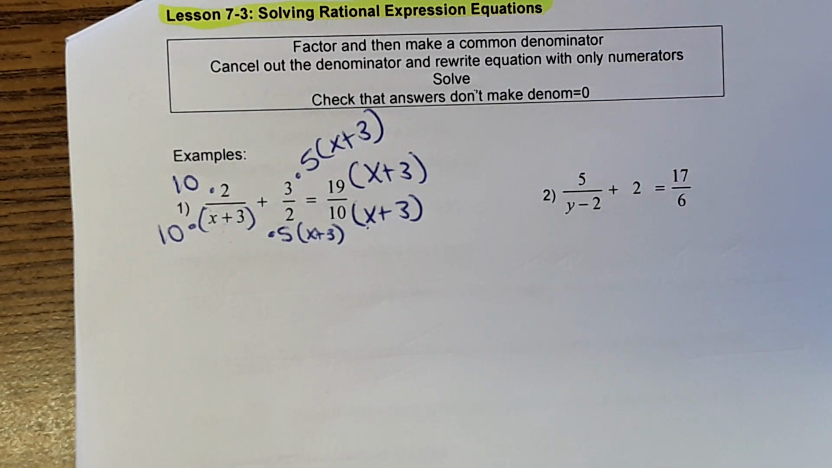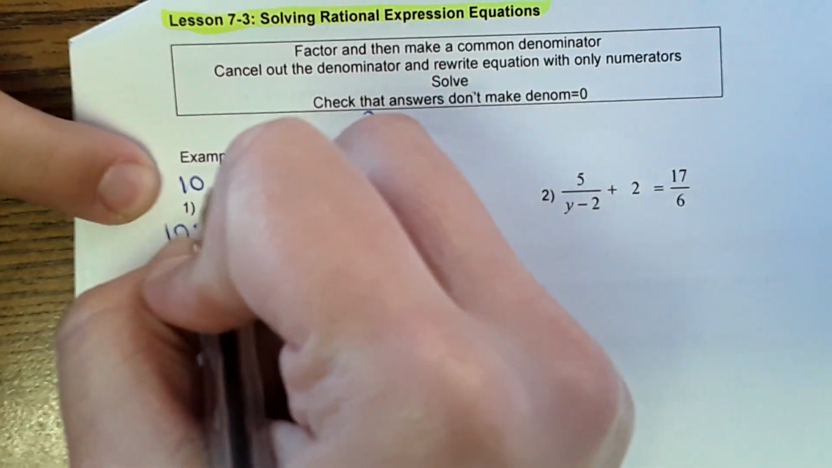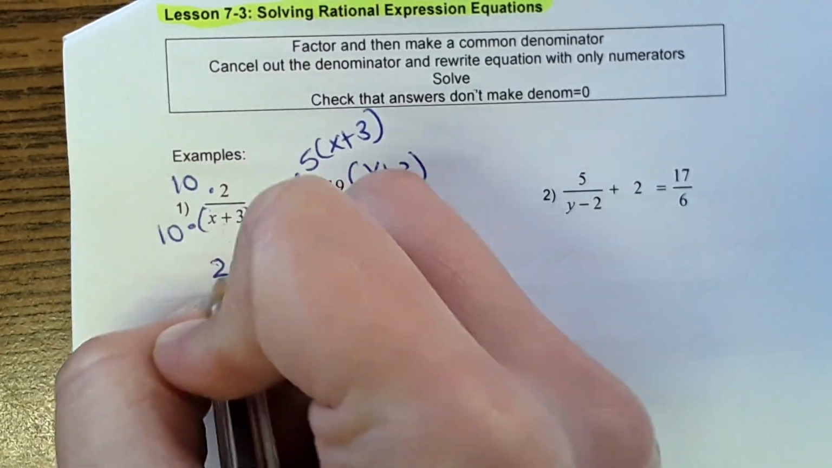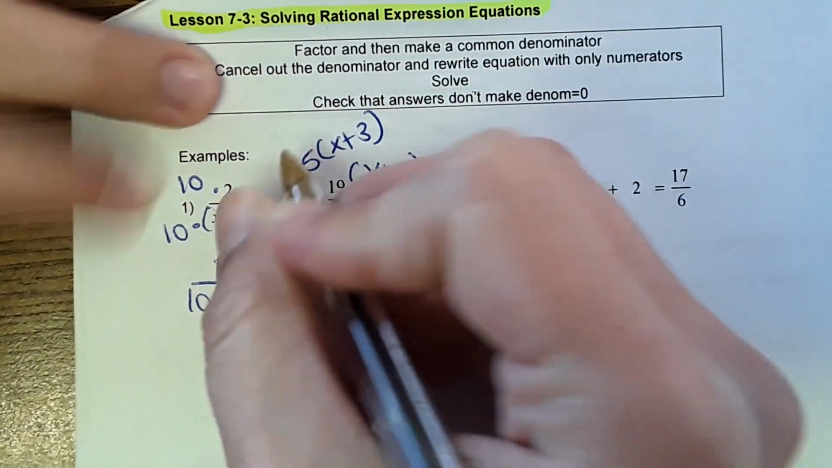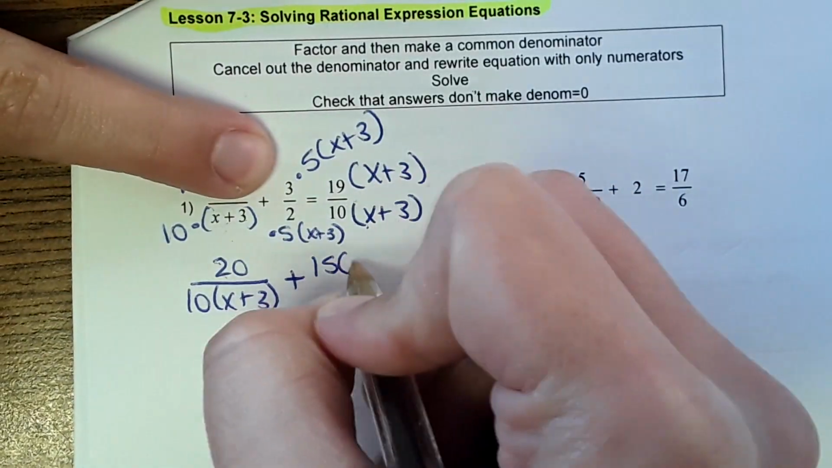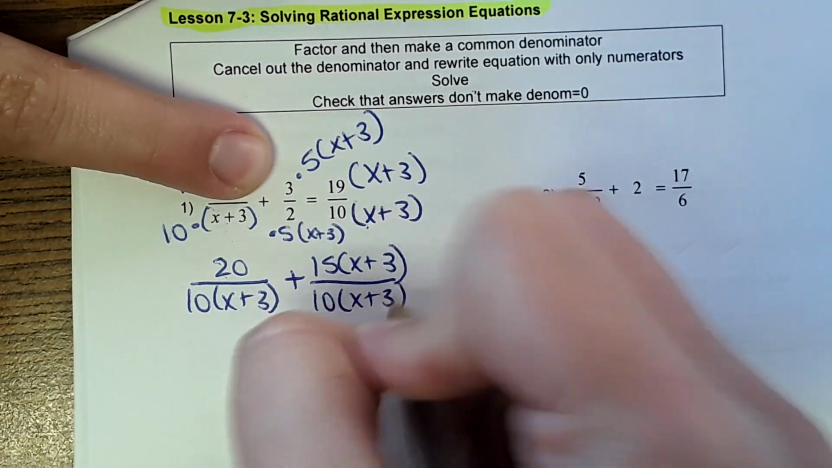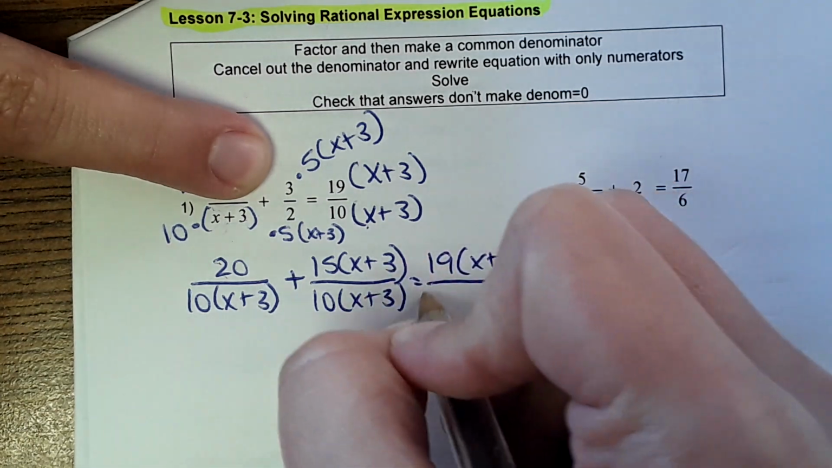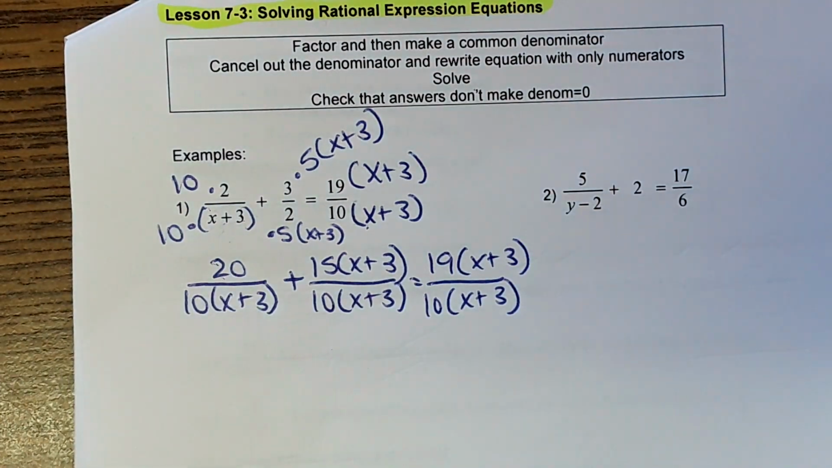Okay, so now I'm going to write this all out with the common denominator. 10 times 2 is 20, so I'll put that 20 over 10 times x plus 3, plus 3 times 5, 15, times x plus 3. Like this.